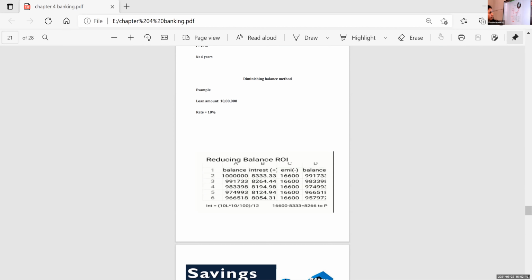Why do we use 1 by 12? I'm waiting for your response. For what are we using this 1 by 12? Because there are 12 months. Good, yes, to get the monthly interest. If it is quarterly, you go for 1 by 4. If it is half yearly, you go for 1 by 2. Likewise, here it is monthly, so we use 1 by 12.